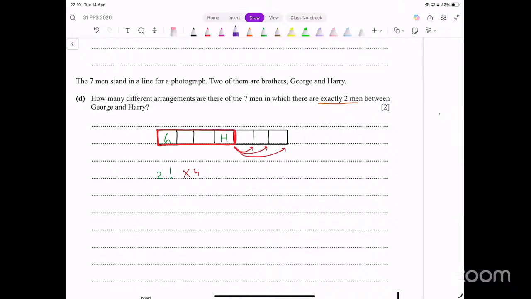And then how many people are we left with? 5 remaining people. They are supposed to be placed in these 5 remaining places. 5 people, 5 places, and how many ways can we do that? 5 factorial multiplied by 5 factorial. And that will give you the result. 960. And that's your final answer.